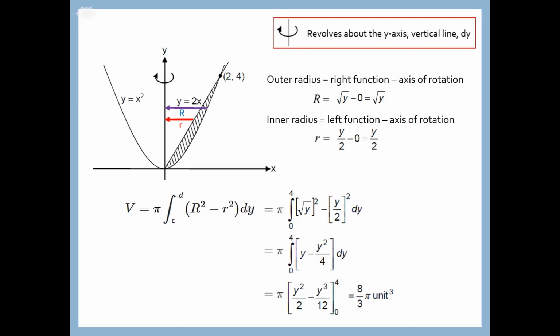By applying the washer method, integrate pi multiplied with y minus y squared over 4 with respect to y from 0 to 4. Integrate y is y squared over 2, and integrate y squared over 4 is y to the power of 3 over 12. Substitute both limits of integration into the answer and simplify. You will obtain 8 over 3 pi units cubed as the final answer.